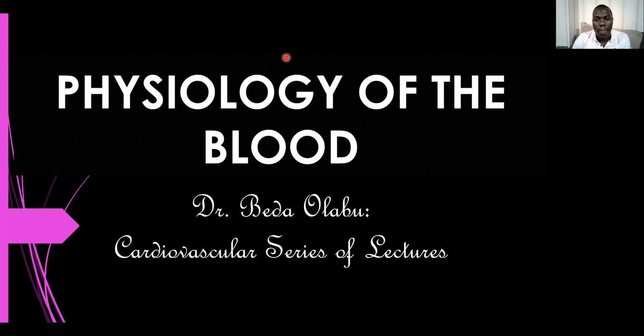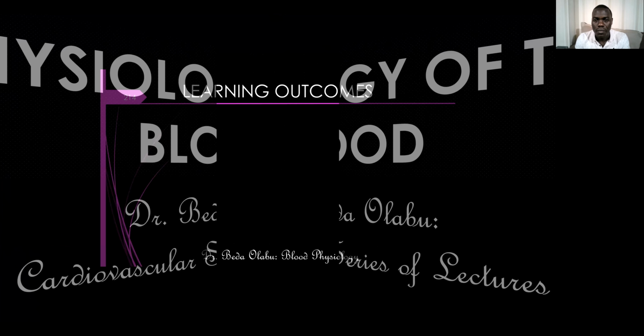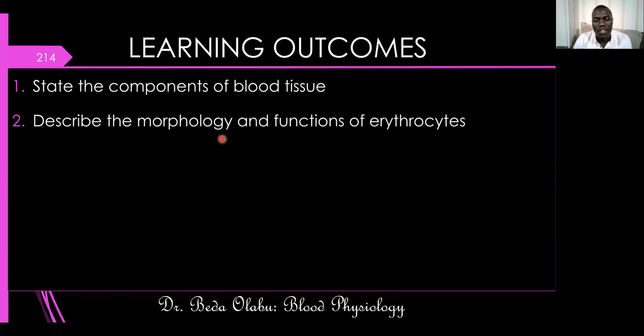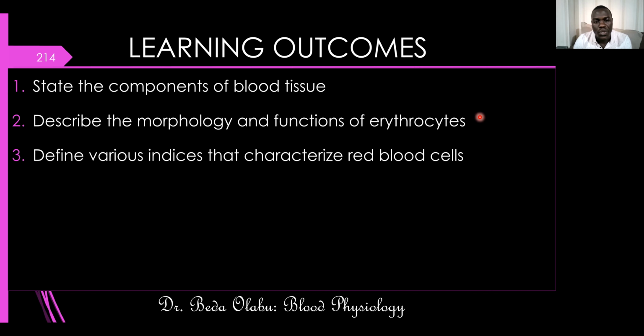So let's talk about blood physiology. Here we are going to learn the following. We are going to learn the components of blood tissue. We're also going to learn the morphology and functions of erythrocytes. The erythrocytes are the red blood cells. We are also going to learn the indices which are used to characterize the red blood cells.